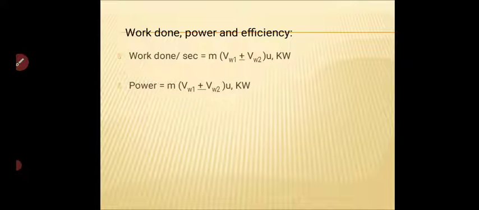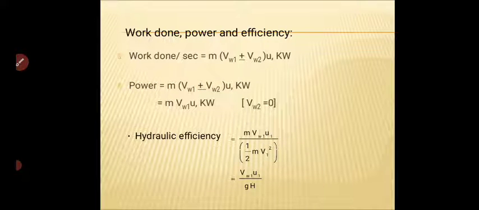Work done and power and efficiency. Work done is equal to m into (Vw1 plus or minus Vw2) into U kilowatts. For power, m into (Vw1 plus or minus Vw2) into U in kilowatts. Here Vw2 is equal to 0, therefore power is m into Vw1 into U kilowatts. Hydraulic efficiency is equal to m into Vw1 into U1 by energy supplied, that is, output energy by energy supplied, that is equal to m V1 square. From this equation we will get Vw1 U1.